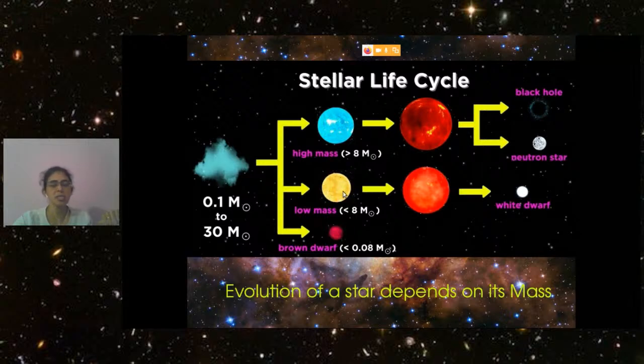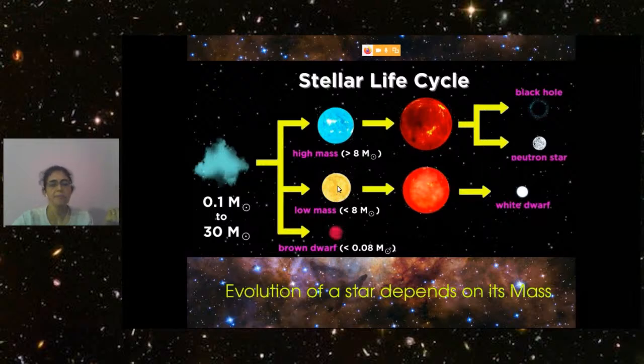In low mass stars, which means stars which are less than 8 to 10 times the mass of the sun, this is how they evolve. So the sun is also expected to evolve in this way. So from the cloud, the stars are formed. The low mass stars, they do not evolve much. These brown dwarfs will not evolve much. They will remain more or less as they are.